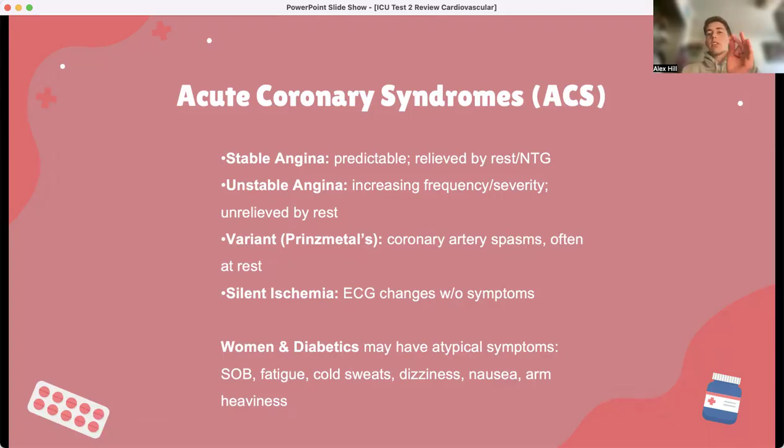Variant angina is a coronary artery spasm, so not necessarily due to atherosclerosis. And then silent ischemia is you're having the issues, but you just don't manifest symptoms.